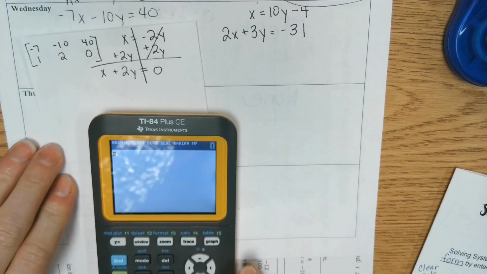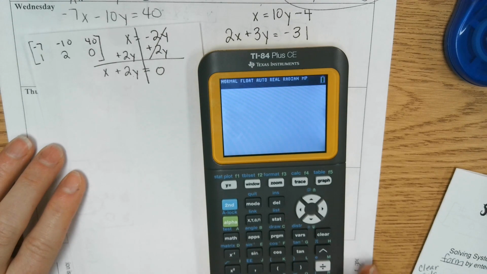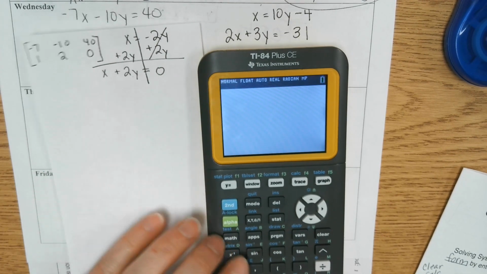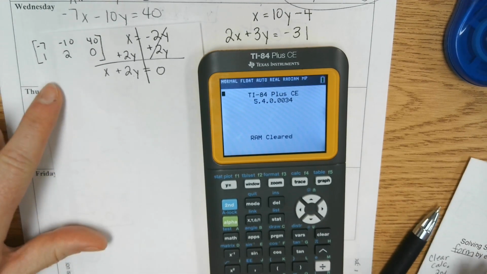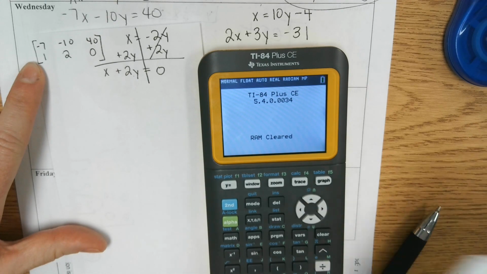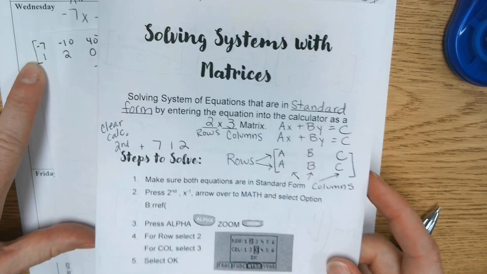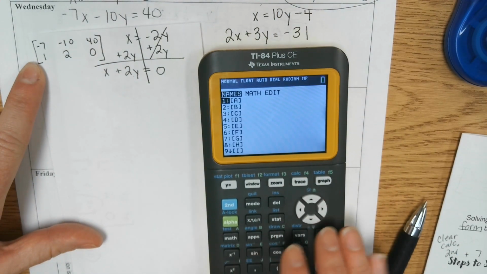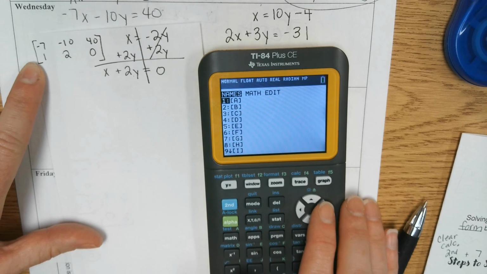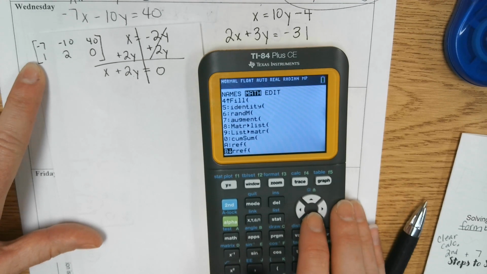So let's go to our calculator. We're going to clear out the memory to begin with, because we want a fresh new calculator. Second plus 7, 1, 2. We're going to do all of our steps from our notes from yesterday. If you need to, open up your notes so you can follow the steps. If you remember them, great. Second, matrix. Over to math. Down to RREF.